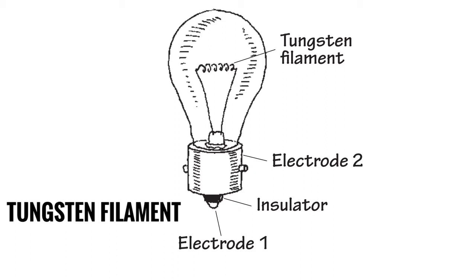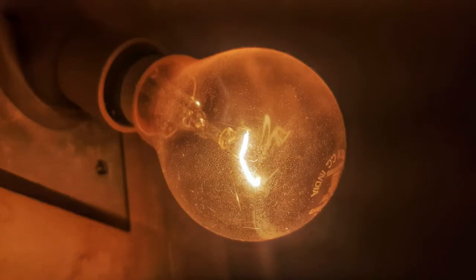First is the incandescent lamp, also known as tungsten filament lamp, in which current passes through a wire filament or a tungsten filament that illuminates the surroundings when voltage is applied between electrode 1 and electrode 2. Now this has become obsolete.